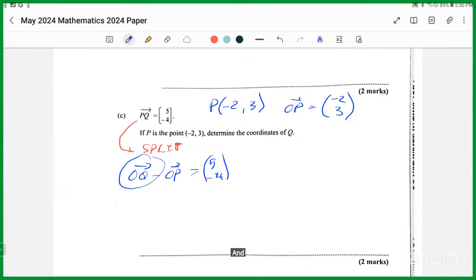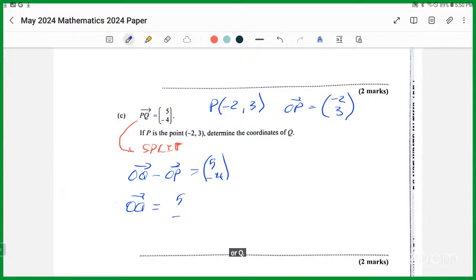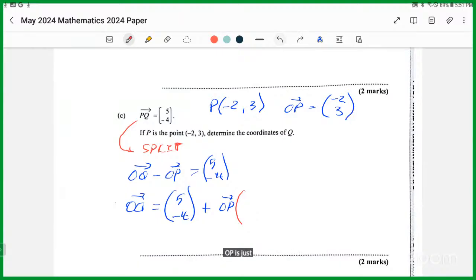And this is what we want to find. If we find that position vector, then we can write the coordinates. So we need to take this minus OP and transpose it to this side. So we're going to get OQ equals (5, -4) plus the OP vector when it comes over. And I can put what OP is beside it. OP is just this, (-2, 3). So I can just do the calculation right now and write that the vector OQ is 5 minus 2 is 3, and -4 plus 3 is -1.